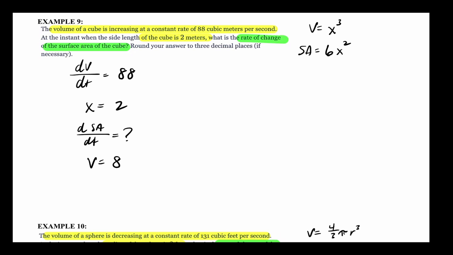All right. So which one do we start with? Volume or surface area? Let's try surface area. Will it work? I don't know, but we can try. Let's start with surface area. The derivative of surface area is dSA/dt equals 12x dx/dt.